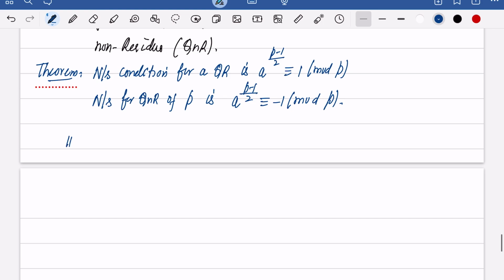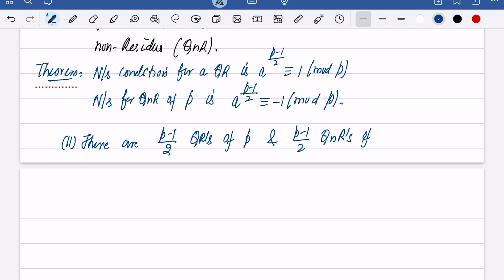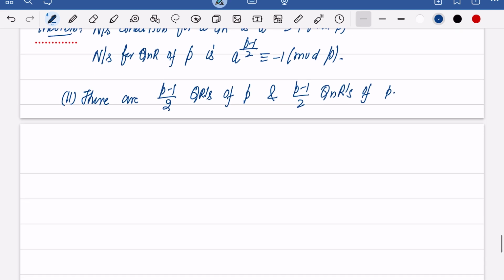Now another result that we want to mention here is there are (p minus 1)/2 quadratic residues of p and (p minus 1)/2 quadratic non-residues of p. So this means that half the numbers of integers from 1 to p minus 1 are quadratic residues and the other half are quadratic non-residues.